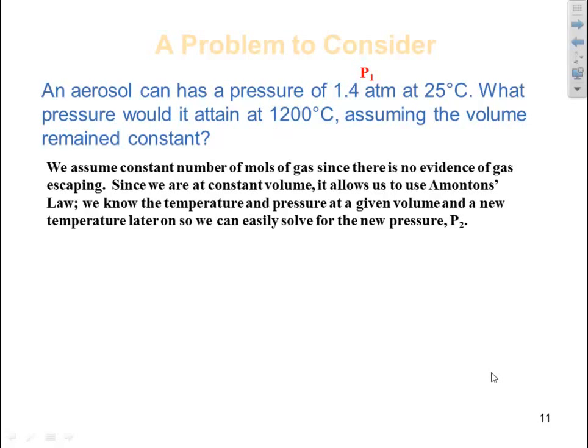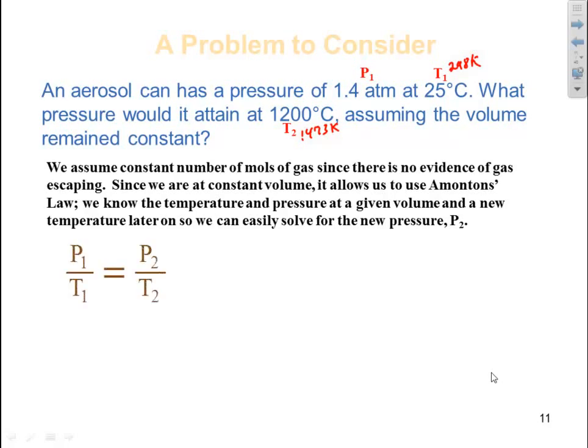We'll call 1.4 atmospheres pressure 1. We'll call 25 degrees C temperature 1, which we have to convert to Kelvin, 298 Kelvin. And we'll call 1200 degrees C temperature 2, which we will also have to convert to Kelvin, 1473 Kelvin.